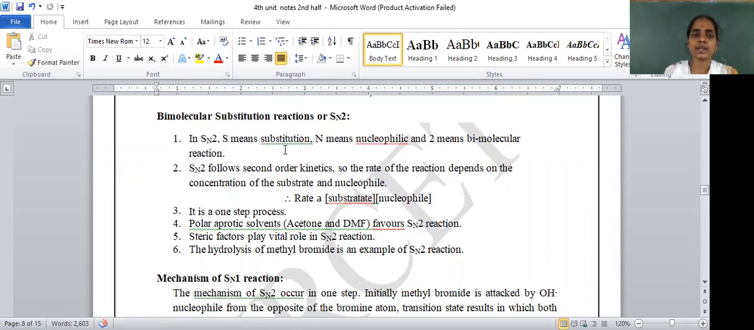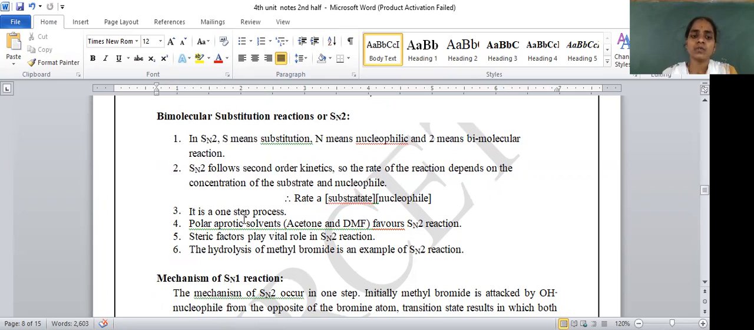The next is the second type, the SN2 reaction, which means substitution nucleophilic bimolecular. The 2 means bimolecular, where the rate of reaction depends on both the incoming nucleophile and the concentration of the substrate, whereas in SN1 it depends only on the substrate.